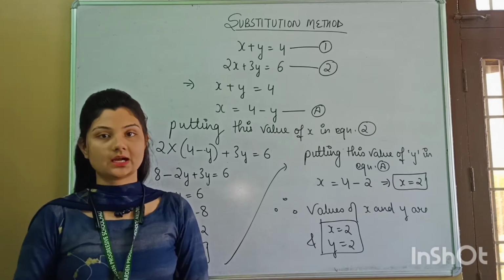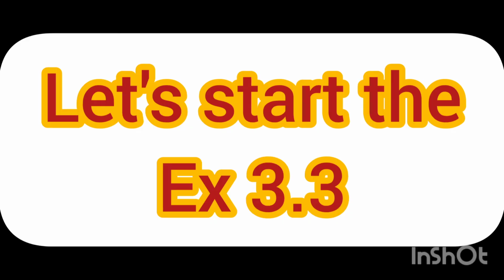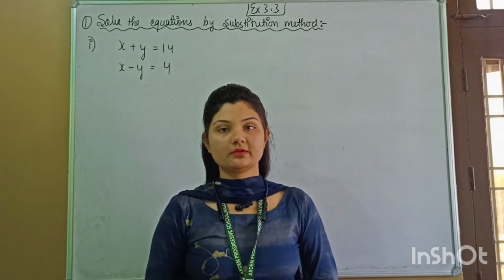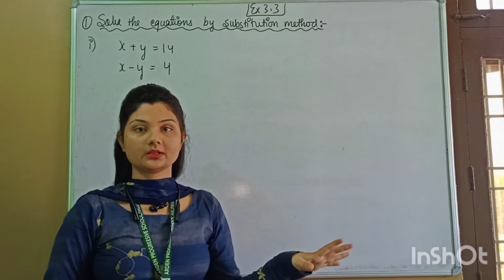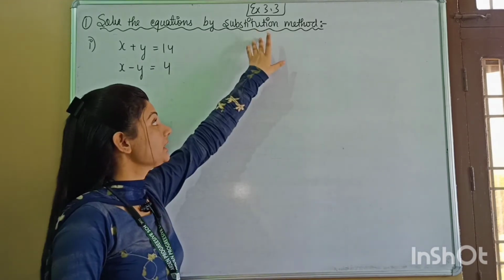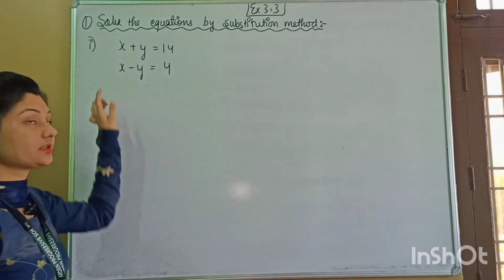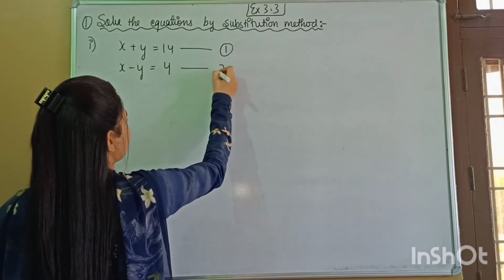So now we will start our exercise, that is exercise 3.3. So now the first question of exercise 3.3 is there are some equations given in the first question and we have to solve those equations by using the substitution method. So let's start it. Two equations we are given. So we will name one equation as 1 and second as 2.